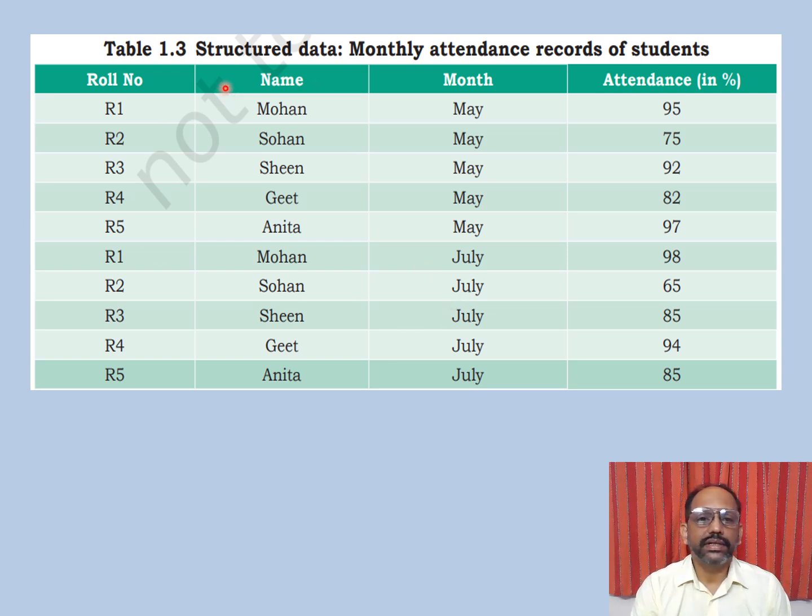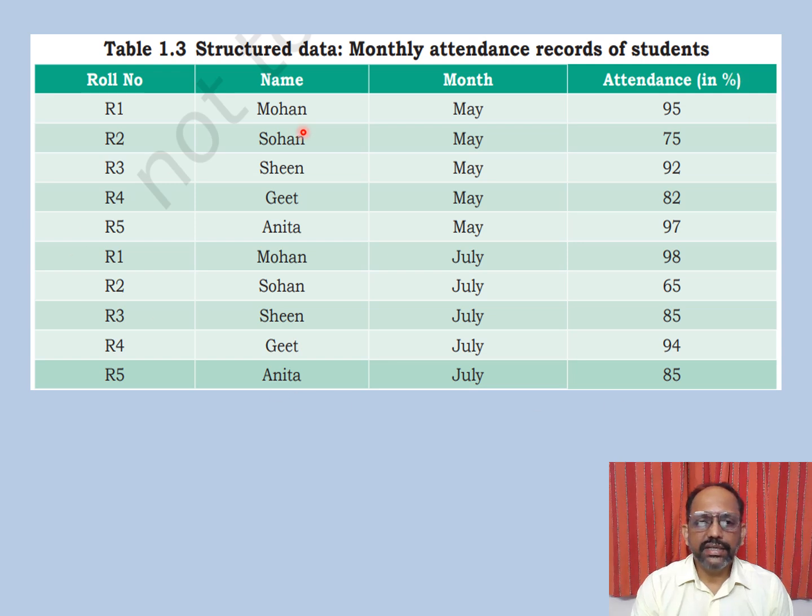Let me take an example here. This table shows structured data, monthly attendance records of students. There is a roll number column, a name column, a month column, and an attendance column. There is a clear structure of the record. This record includes the roll number of a student, name of a student, month, and attendance in percentage. For different students, the same kind of data is maintained in the respective columns. That is, in the roll number column, the different students' roll numbers are entered. The name column is used to store the name of the student. The month column is used to store the month for which the monthly attendance is taken. And the attendance in percentage is shown.